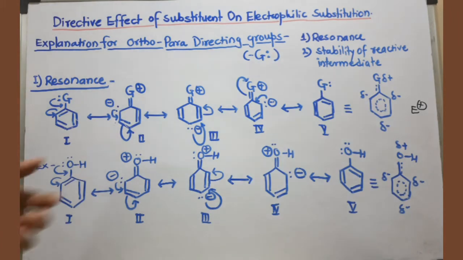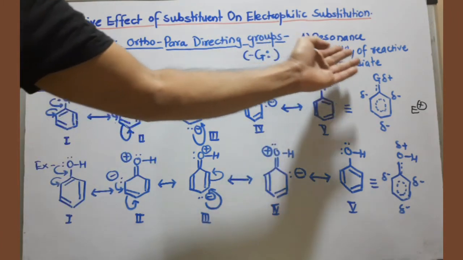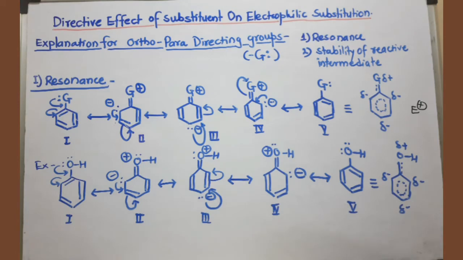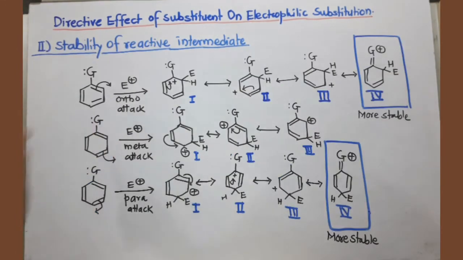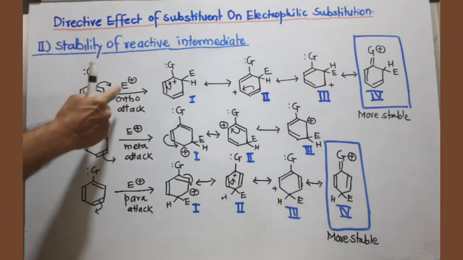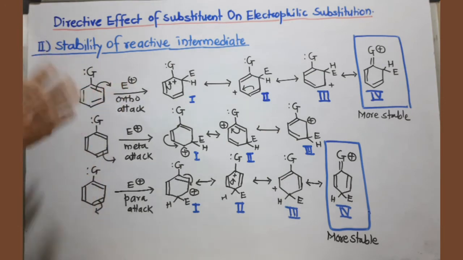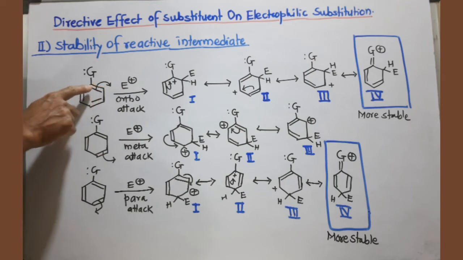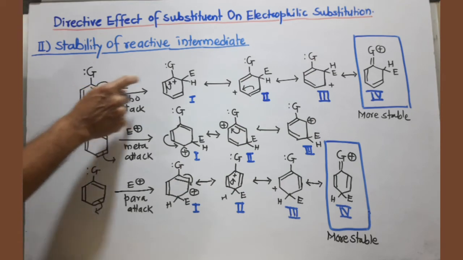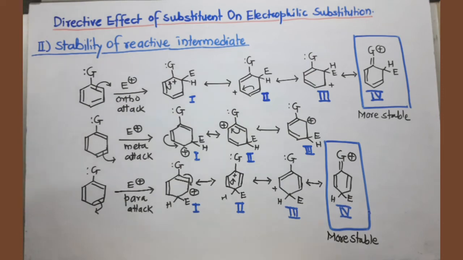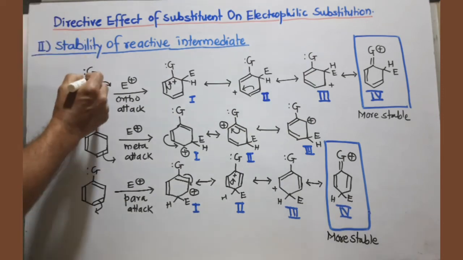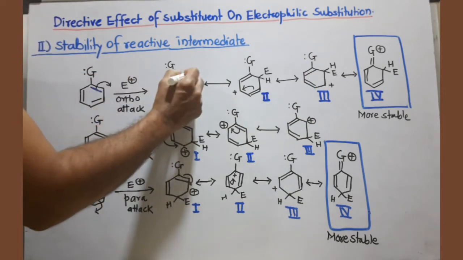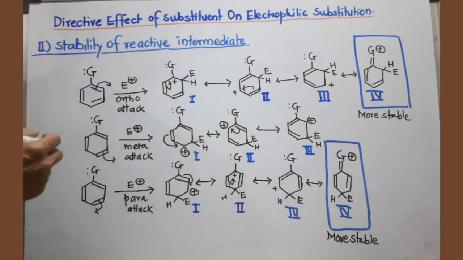Now we are going to discuss another factor, that is stability of the reactive intermediate. First of all, consider ortho attack. For ortho attack, when the electrophile comes, if you remember our general mechanism of electrophilic substitution reaction, this is our first step. If the incoming electrophile comes here at the ortho position, we have to remove this bond outside. This bond is removed outside to join the incoming electrophile.